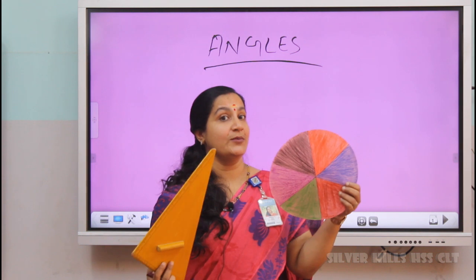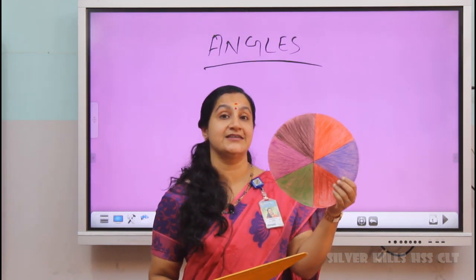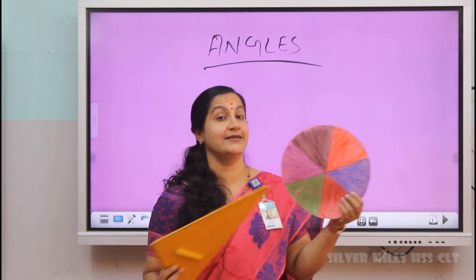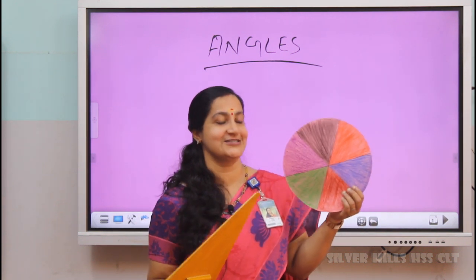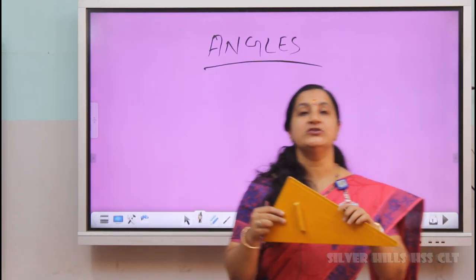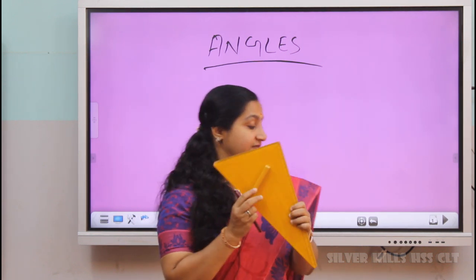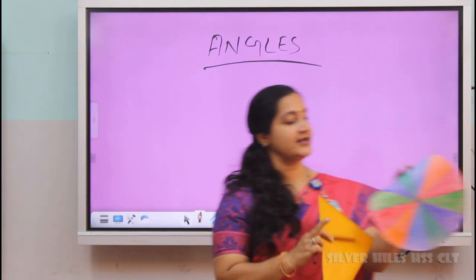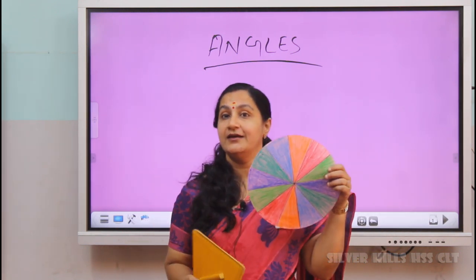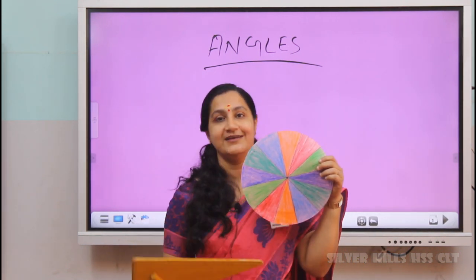Okay, now you remember we had the same activities last year. We colored in different ways. Isn't it, my dear children? Now come to the third angle. With this angle, we can divide the circle into how many? It is 12 equal parts.